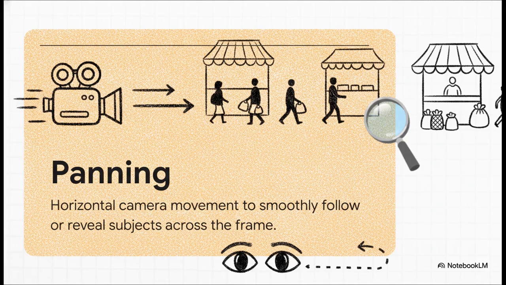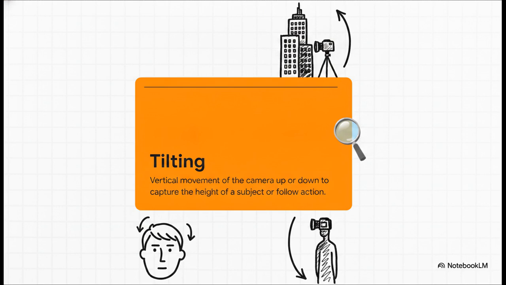Just imagine you're standing completely still on a street corner and you're just turning your head directly from left to right. When you move the camera side to side on its axis like that, you're smoothly guiding your viewer's attention to track the action exactly as it unfolds horizontally, kind of like following a subject walking down a super busy market street.